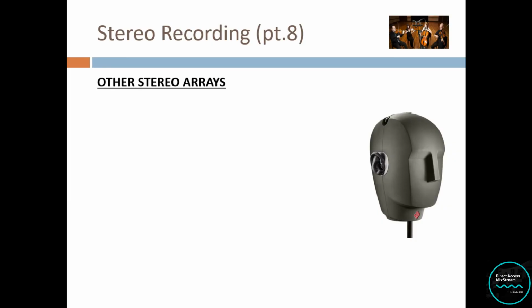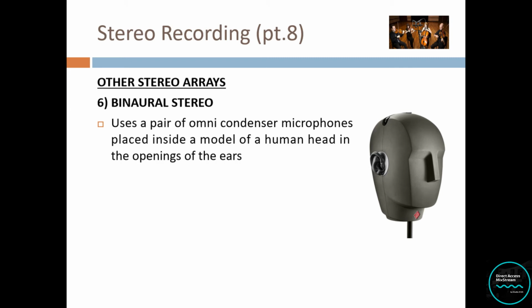Okay, now let's move on. Early on I mentioned binaural, and you can see this is binaural stereo. Binaural stereo, again, is a very, very specific technique. It uses a pair of omni condenser microphones, and it's very important that they are placed inside the model of a human head, in the openings of the ears.